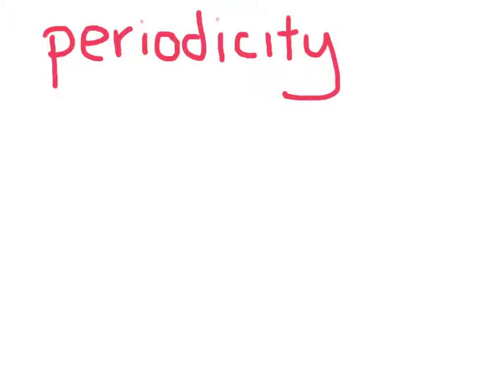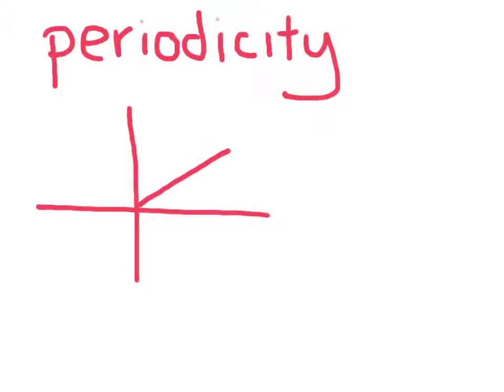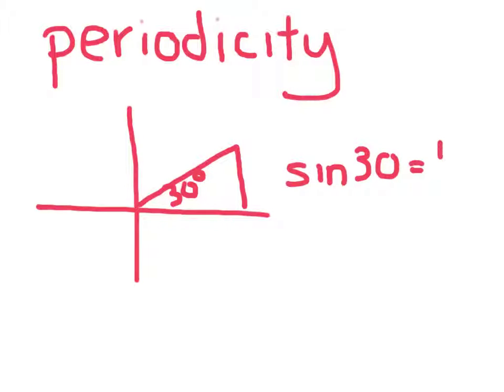Second thing we're going to look at, or I guess this is the third, is periodicity, and that's how often the function repeats itself. So for example, if I were going to look at 30 degrees right here, and we know that the sine of 30 is 1/2, we want to look at when that repeats itself.